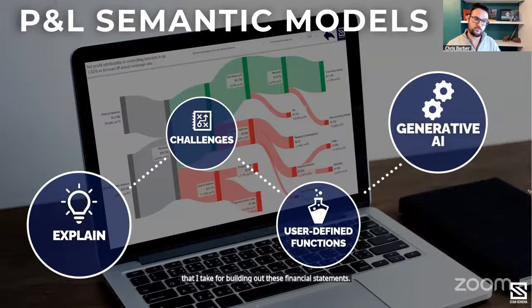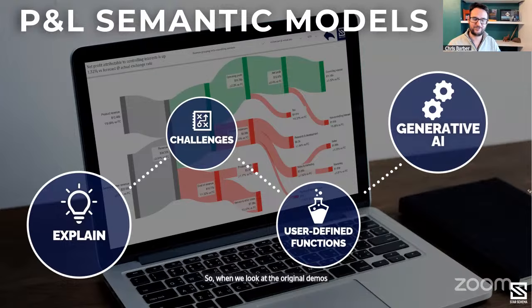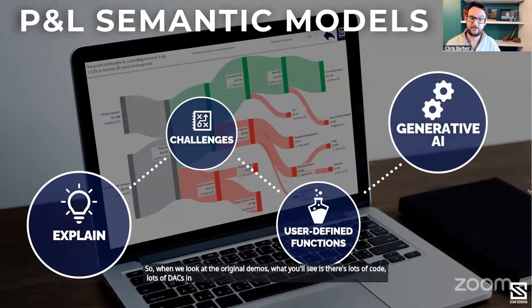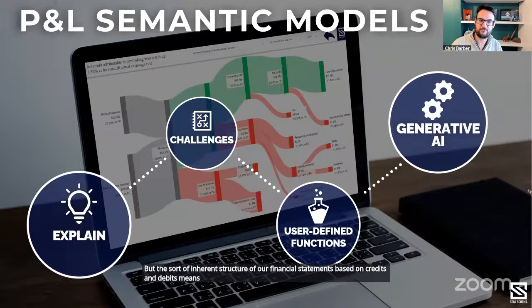We're then going to move on to looking at user-defined functions. These are a really new thing in Power BI, but effectively they are reusable blocks of code. When we look at the original demos, you'll see there's lots of DAX in there, which can be quite challenging. But the inherent structure of our financial statements, based on credits and debits, means that we can reuse the same code over and over again. We can do this using something called user-defined functions, and there's a public library where you can get all of this.